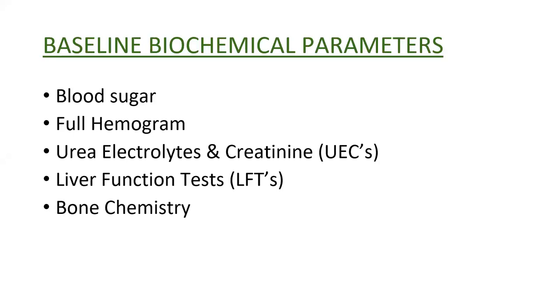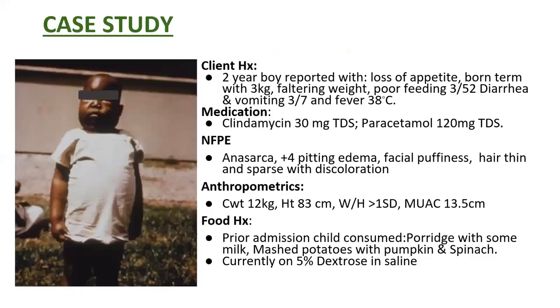We also have liver function tests, which include albumin, total protein, and bilirubin, and the liver enzymes such as gamma GT, ALT, and AST. Bone chemistry: we have calcium and phosphorus as part of extended UECs. Earlier we had given you the same presentation. Now we have the client history, which, as we mentioned earlier, is very important, along with the nutrition focused physical exam.